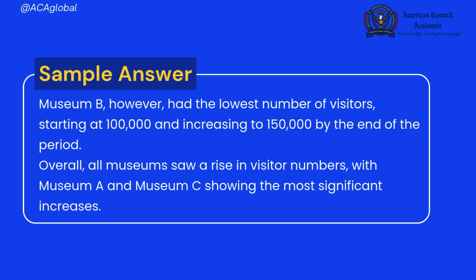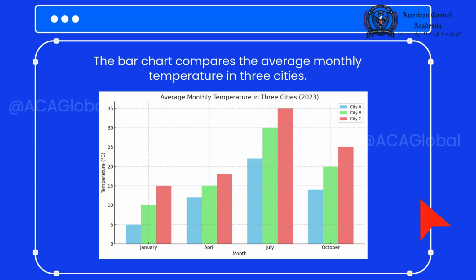Museum B, however, had the lowest number of visitors, starting at 100,000 and increasing to 150,000 by the end of the period. Overall, all museums saw a rise in visitor numbers, with Museum A and Museum C showing the most significant increases. The bar chart compares the average monthly temperature in 3 cities.